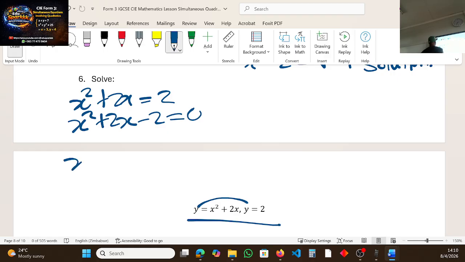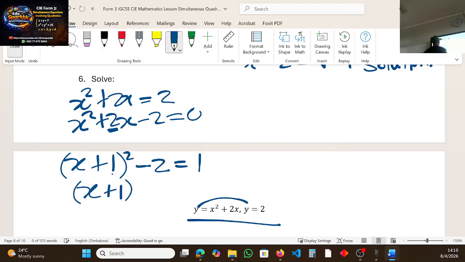Then completion of square again is x plus 1 all squared, because I'll divide this part by 2. There is minus 2, but when I square 1, I end up getting a 1. Then I'll transpose minus 2, so it'll be x plus 1 squared being equal to 3.